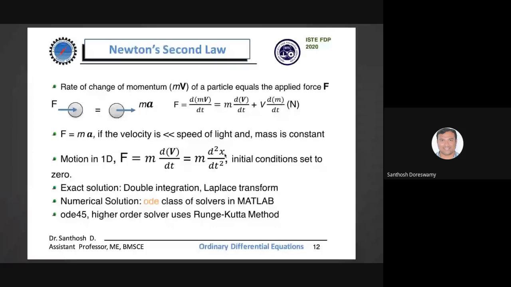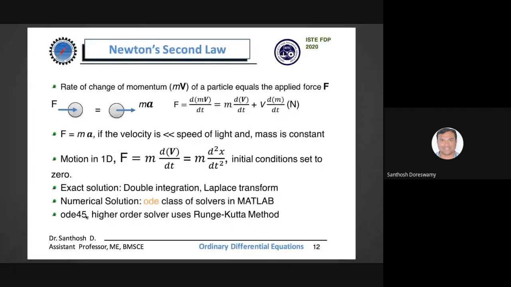The best way to solve this is using an exact solution by double integration, or you can also perform a Laplace transform. Both of these methods will yield an exact solution. But if you want a numerical solution, you can go for, as I mentioned before, the ODE class of solvers in MATLAB. ODE45 is a higher order solver that uses the Runge-Kutta method. ODE45 also solves this differential equation, and it is a class of solver with the numbers 4 and 5 associated with it. 4 stands for the RK4 method and 5 stands for the RK5 method.